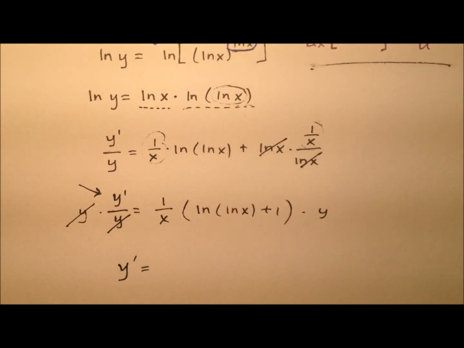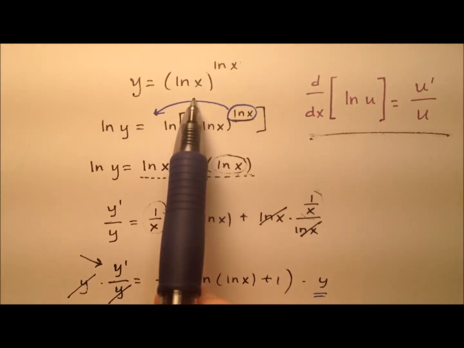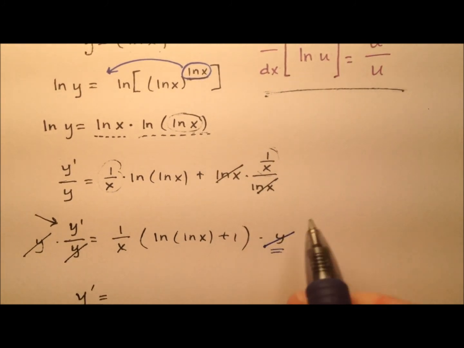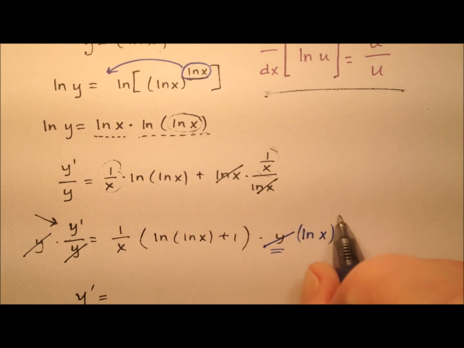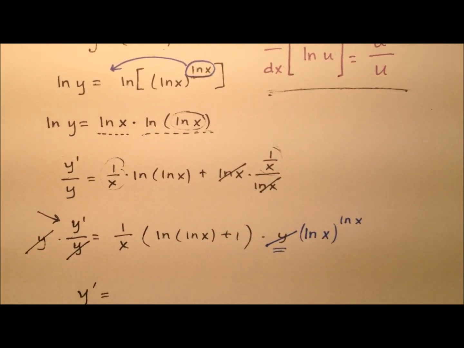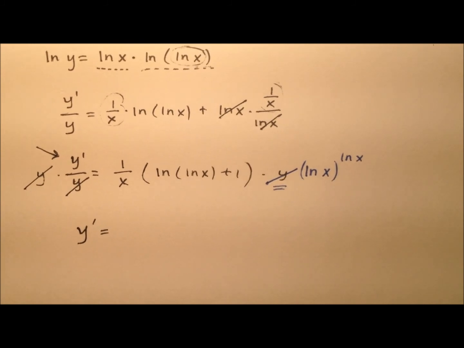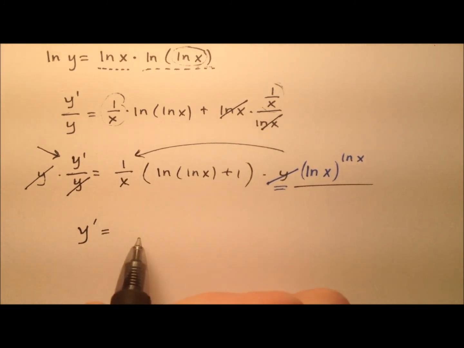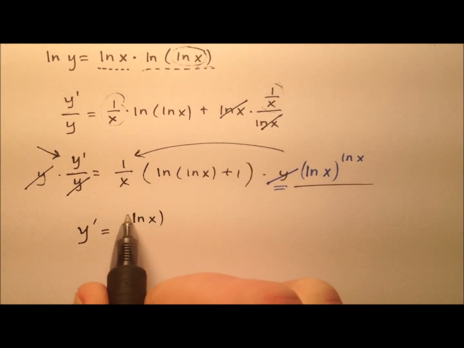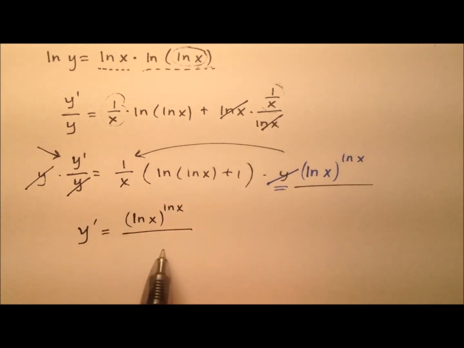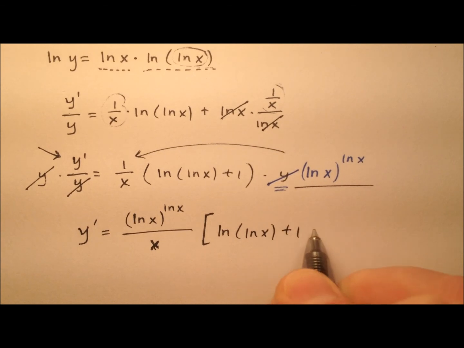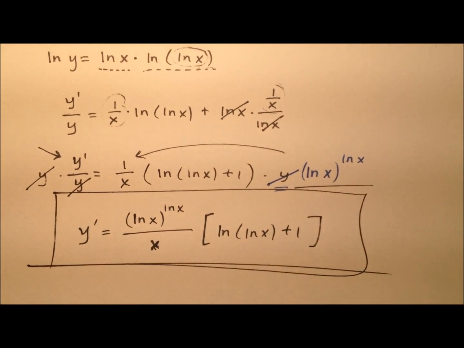But remember, what was this value for y from our original equation? Well, it was the natural log of x to the power of the natural log of x. So I'm going to exchange that and say it's the natural log of x to the power of the natural log of x. Let's see now what we have for this entire thing. I'm going to bring this product up front and join this 1 over x. So it looks like the natural log of x to the power of the natural log of x, over this x, multiplied by the natural log of the natural log of x plus 1.